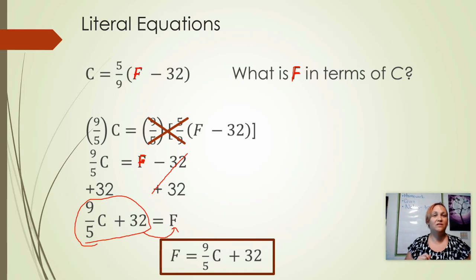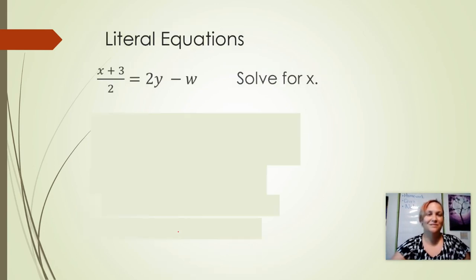So again, we're solving literal equations or formulas, and we're solving for a very specific letter. In this problem, we were solving for the letter F. Let's solve for one more. In this problem, again, in the directions, it tells you which letter you're solving for. I've got 3 different letters to choose from, but it very specifically says I want to solve for this letter X right here. So I'm going to write that with my red marker. That way I know, okay, I want to get this letter by itself.